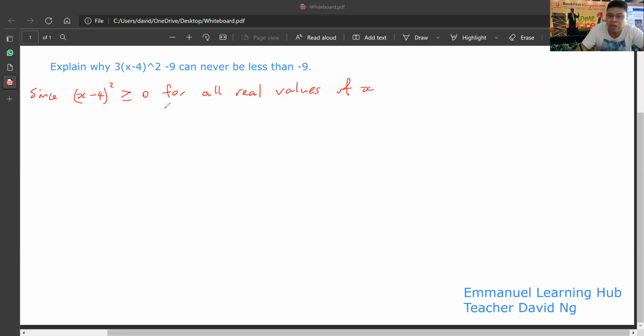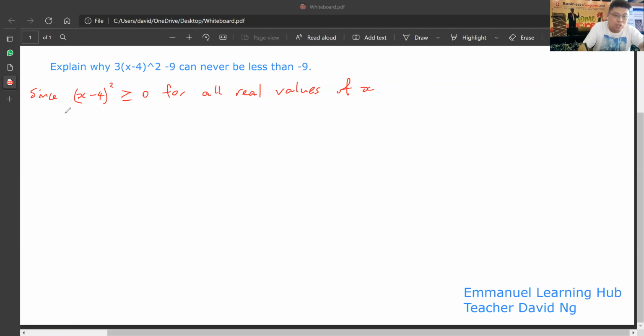That's why this line is very important. Sometimes students take it lightly: why must I write this, so troublesome. Because if you don't write for all real values of x, what you write here is not true. It is only true if x is real. If x is complex, it's not true anymore. So when you write this, you must write the full sentence: for all real values of x. Very important, mathematically.